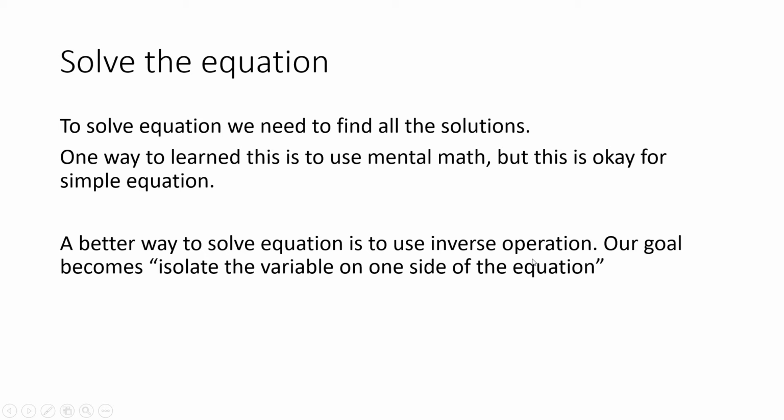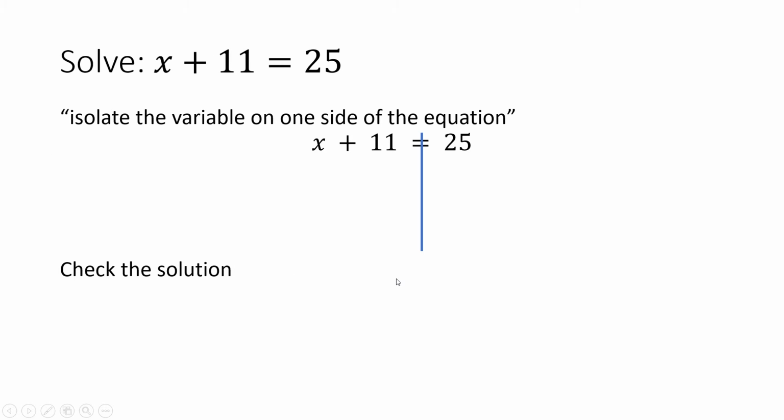When you use inverse operations to solve an equation, your goal becomes to isolate the variable on one side of the equation. So an example is, let's say we have x plus 11 is equal to 25. Our goal is to get rid of 11, because you want x by itself. To do that, you need to get rid of the number next to it, which is plus 11. So how do we get rid of plus 11? We're going to use inverse operations.